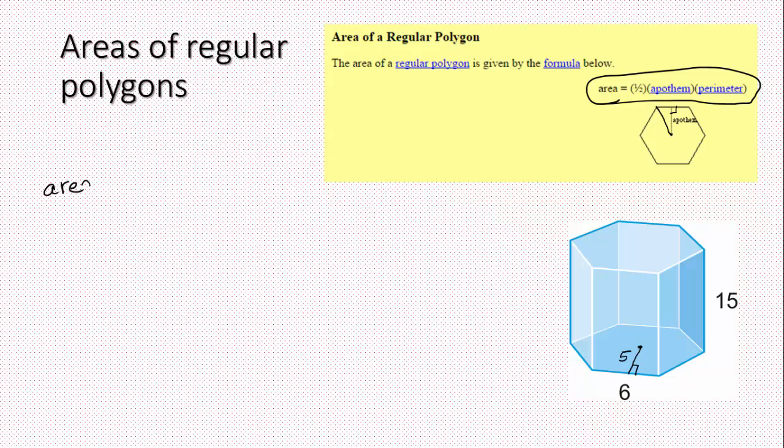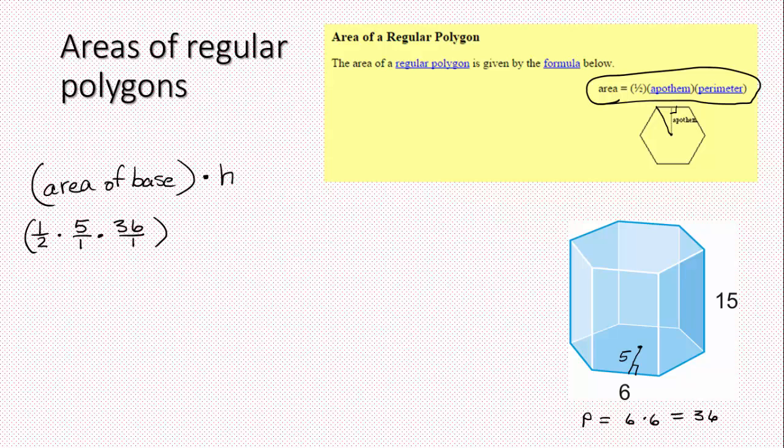So we need that hexagonal area, and we're going to fill it up by multiplying by the height of the object. The formula for area of this base is 1/2 times the apothem, which is 5, times the perimeter. Okay, the perimeter, since it's a regular polygon, is 6 times 6, which is 36. And that's just area of the base. Then we're going to multiply that by the height of the figure, which is 15. So let's reduce our 2. It can go into 36. We've got 18 left. So really, we have 5 times 18 times 15 to get our volume.